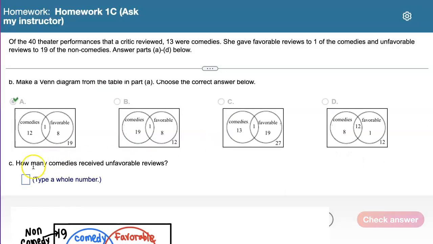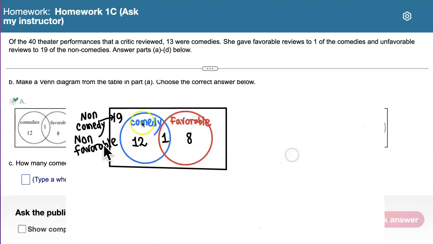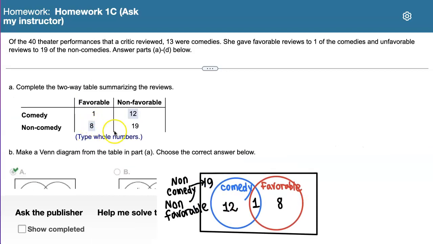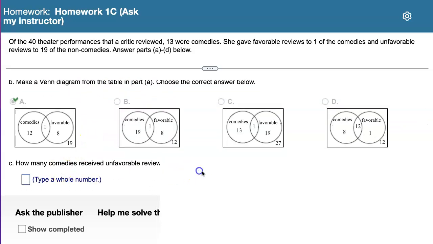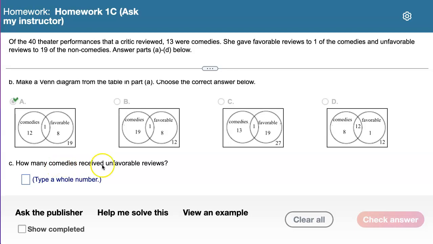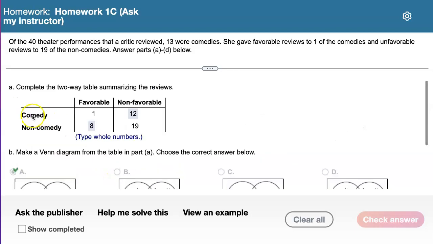Let's do C. How many comedies received unfavorable review? And we're supposed to be using this, but I really think the table is easier. So the table has all that information organized. So I think I'm just going to use a table. So we're looking for what? Comedies, unfavorable. So I'm in this column, comedies, and I'm looking at the non-favorable movies, and that number looks like 12 right there. So I'm going to go ahead and type in 12.